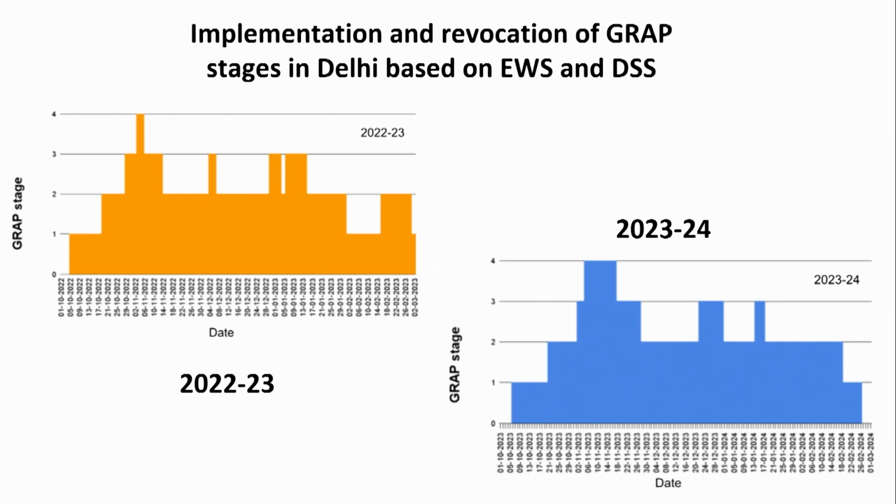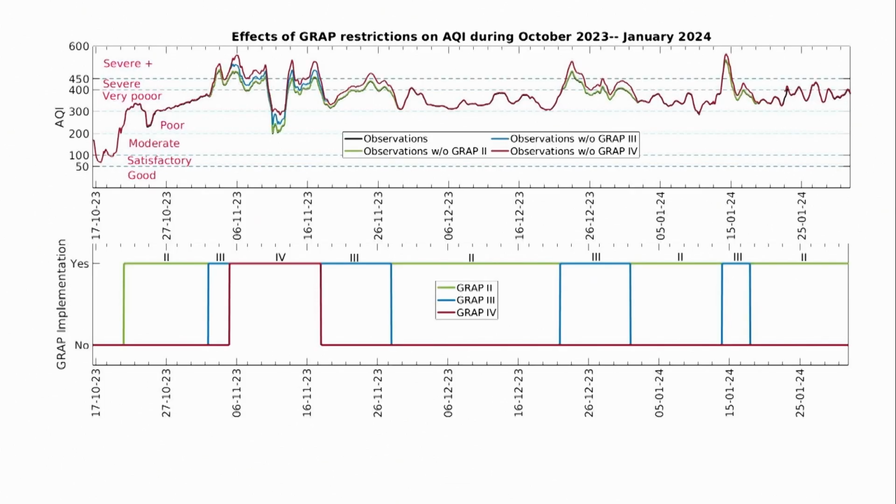If you look at the restrictions that were imposed during 2023 and 2024, most of the time GRAP 1 was active throughout the season. GRAP 2 was most of the time again active. GRAP 3 and GRAP 4 were activated and revoked depending upon the improvement in the air quality. So what is the impact of this GRAP 1, GRAP 2, GRAP 3 activation in Delhi? Whether they are really leading to improvement in the short-term air quality in Delhi. So we did some sensitivity simulation based on GRAP activation.